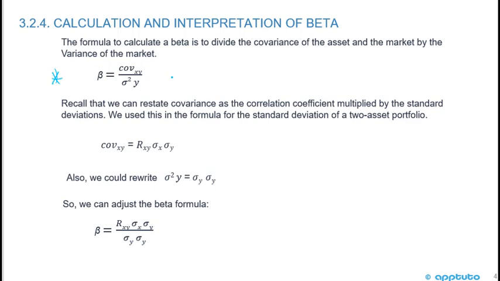So recall, using the algebra, the formula to calculate a beta is to divide the covariance of the asset and the market by the variance of the market. We've done that, okay? But recall that we can restate covariance as the correlation coefficient multiplied by the standard deviations. So here I'm rewriting the covariance as the correlation coefficient times the standard deviations. Also, in the denominator, we could rewrite the variance of the market as the standard deviation times the standard deviation. So we can rewrite the beta formula in a longer hand, where in the numerator we've got the correlation between X and Y times the standard deviation of X times the standard deviation of Y. And you can see what's going to happen here. These two terms are going to be able to cancel out.